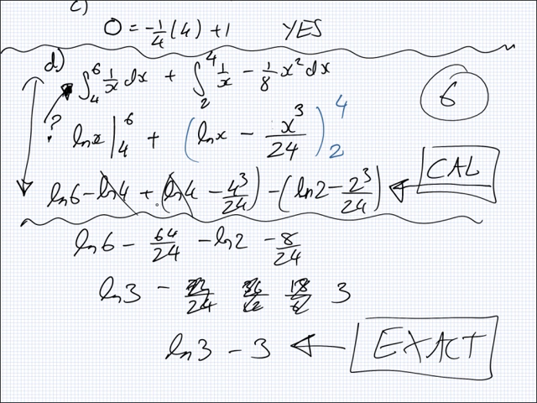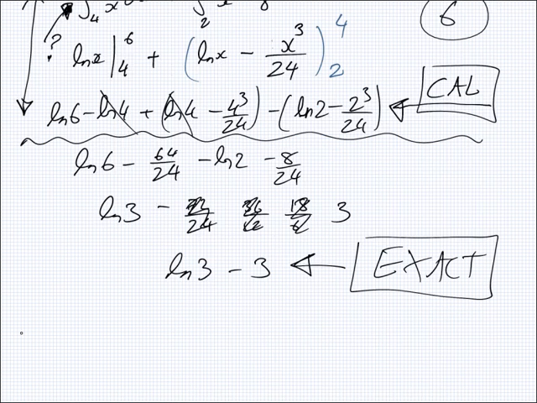Is that the end of the exam? No, there's one more. Okay, what's the last part? E, is it? Yeah. Find the non-zero value of x when the gradients of the curves y equals 1 over 8x squared and y equals 1 over x are perpendicular to each other. That's interesting. They want to know when these will be perpendicular.